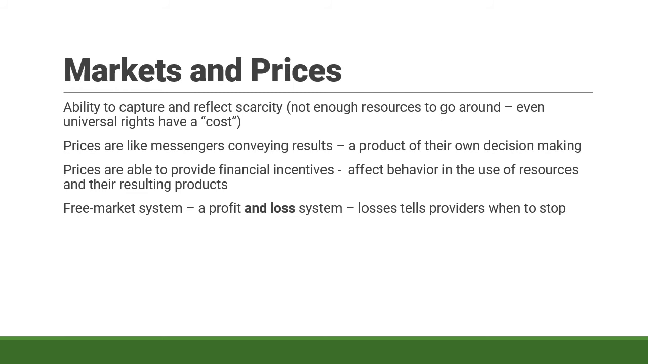Now, when we think about a free market system, oftentimes it's associated as a profit system. And to a certain extent, it is, right? Profit is an important component to how the psychology of this market economy would work. But in truth, it's actually a profit and loss system. Losses are just as important a notion in understanding a free market system, because losses tell a provider when to stop. So once they start losing out in the process of producing a particular product, it sends them a signal to say that you probably shouldn't produce that product anymore, right?